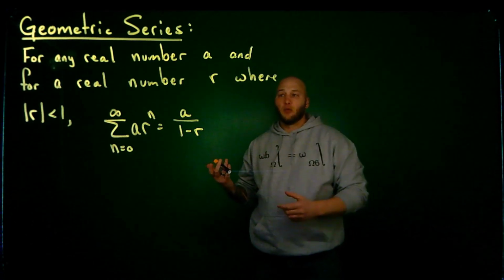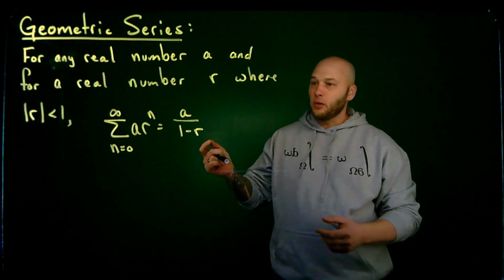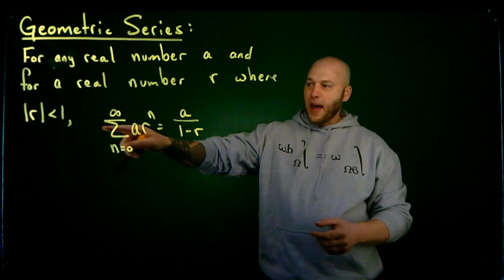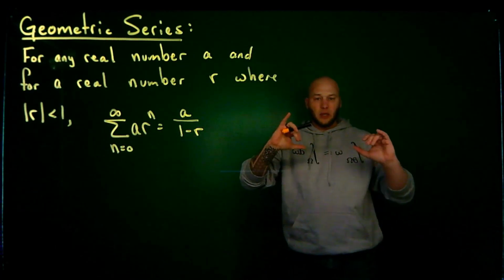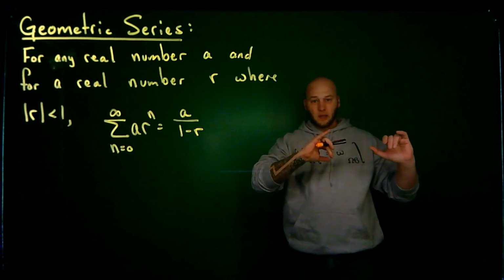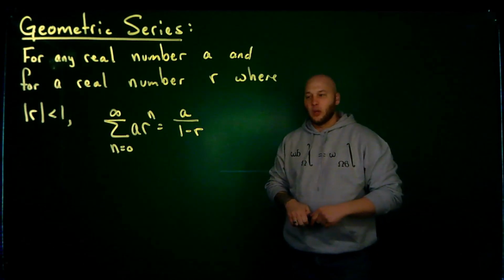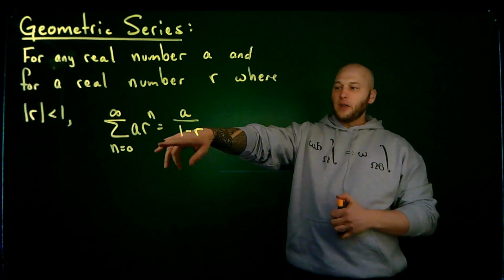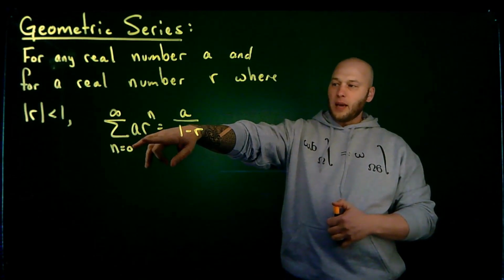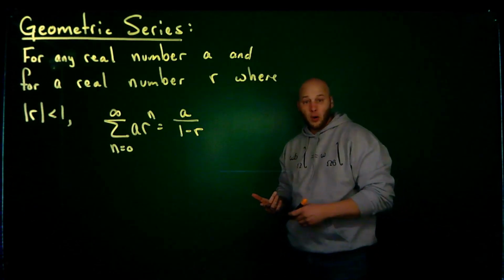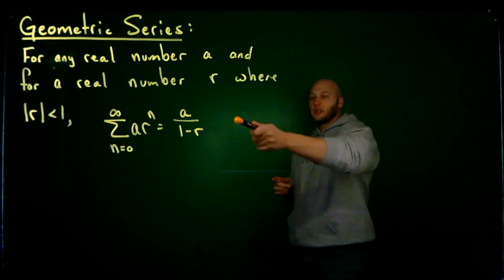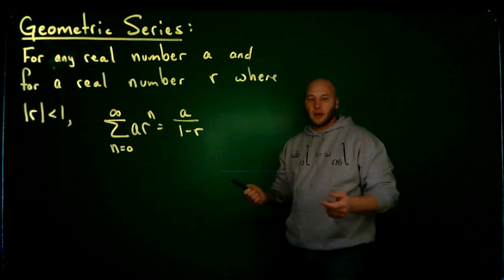If I have any real number a, and I also have another real number r, where the magnitude of r is less than 1, so r is somewhere between -1 and +1, of course excluding -1 and 1, then if I take the infinite series of the terms a r to the n from 0 to infinity, I have a closed form for that summation, and it's a over 1 minus r. Again, let's prove that.